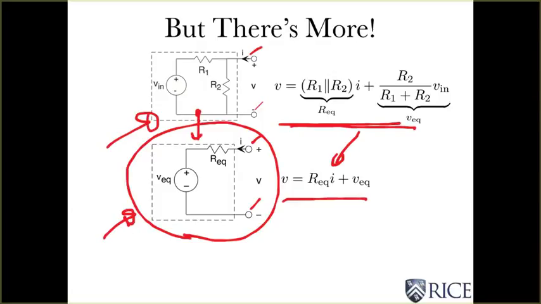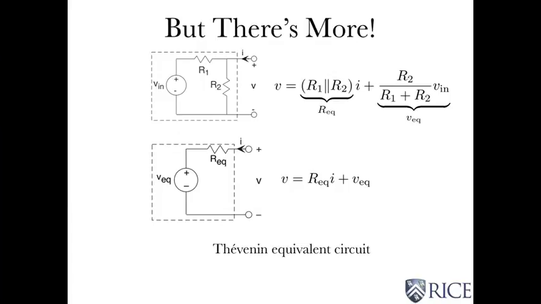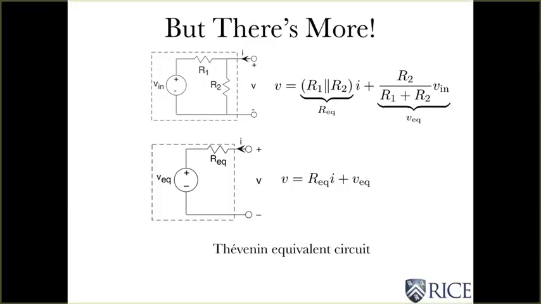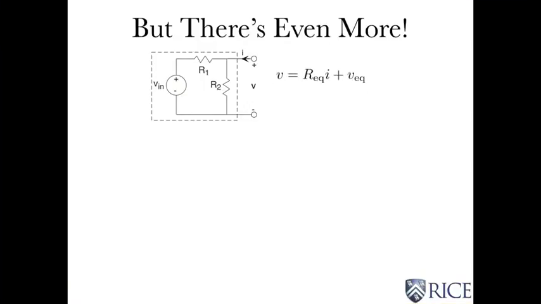So this is called the Thevenin equivalent circuit, and it's named for a late 19th century engineer who developed the equivalent circuit idea while he was learning to teach a course at the École Polytechnique in Paris. So that's quite interesting. But there's even more.